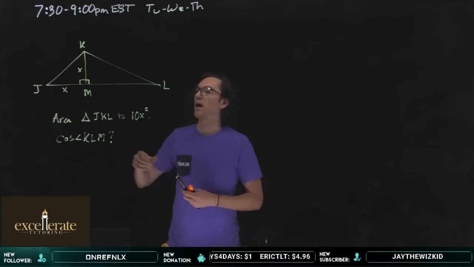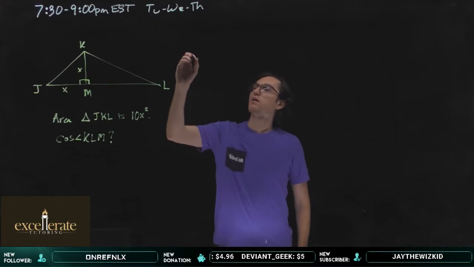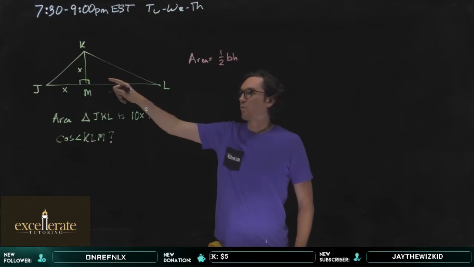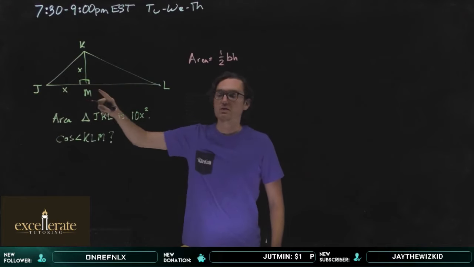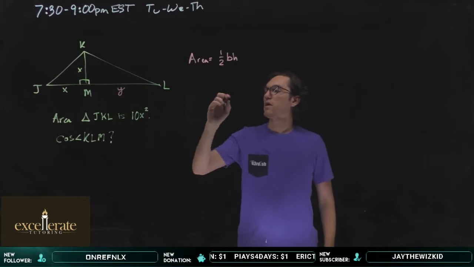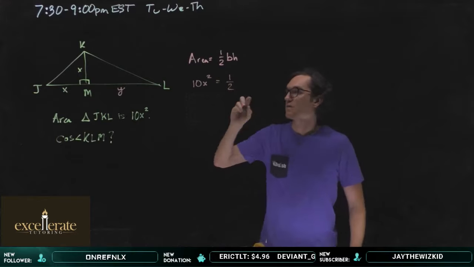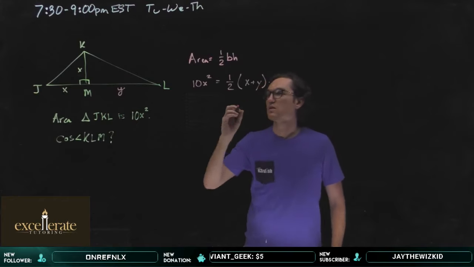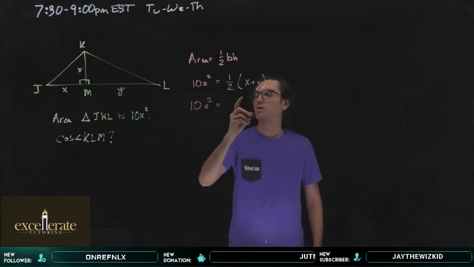So, JKL, the entire triangle is 10x squared. So the area of a triangle, as we all should know at this point, is 1/2 base times height. We have the height, that is x. What we do not have is the entire base. We have part of the base. The rest of this, I'm going to call this y. So this whole thing, if the area we know is 10x squared, I'm going to write that right here. And then our actual formula, 1/2 base times height, would be 1/2, our base is x plus y, and our height is x. So if I multiply these things out, we're going to have base times height.